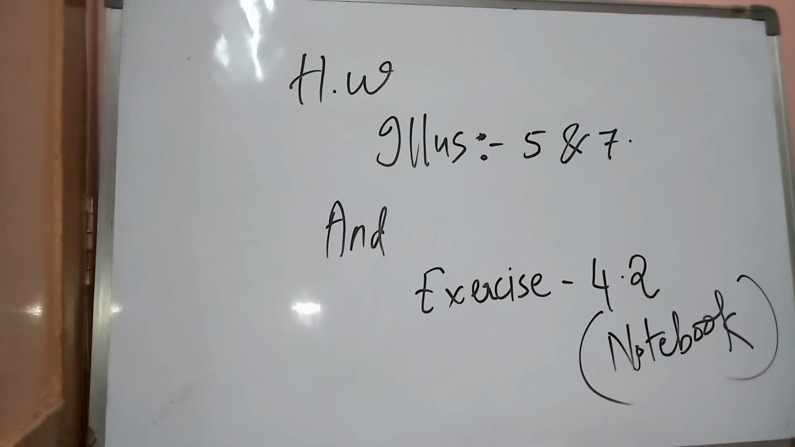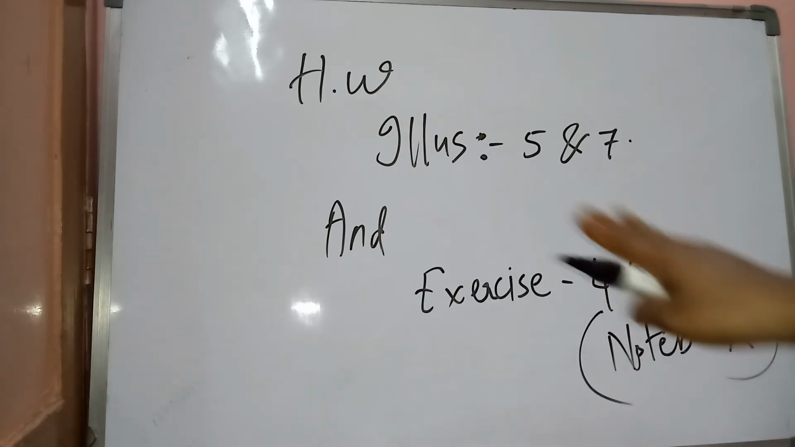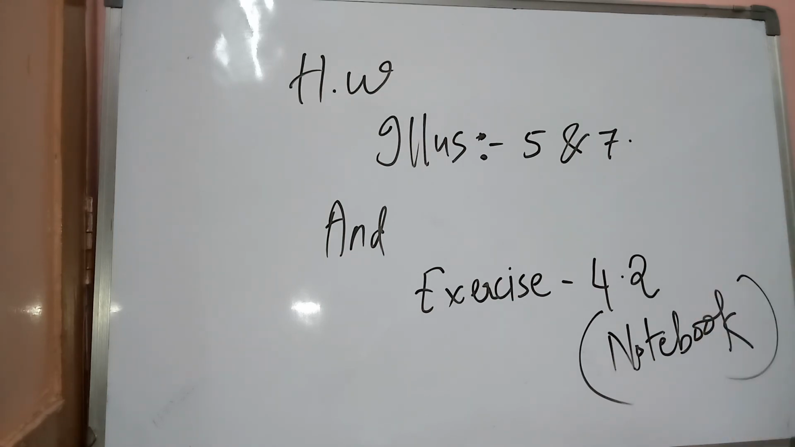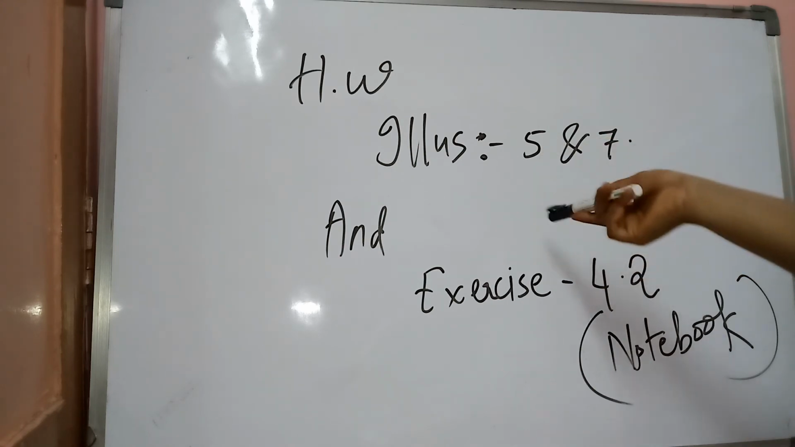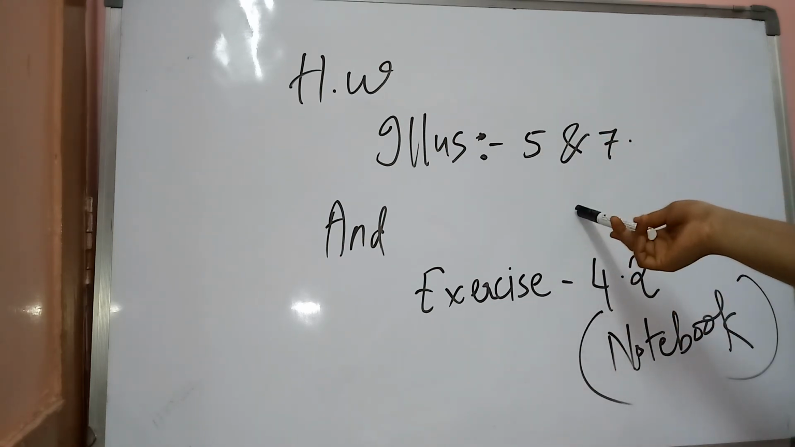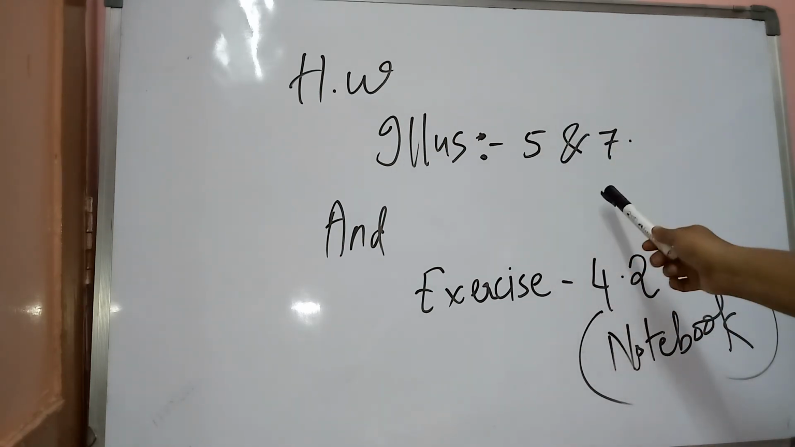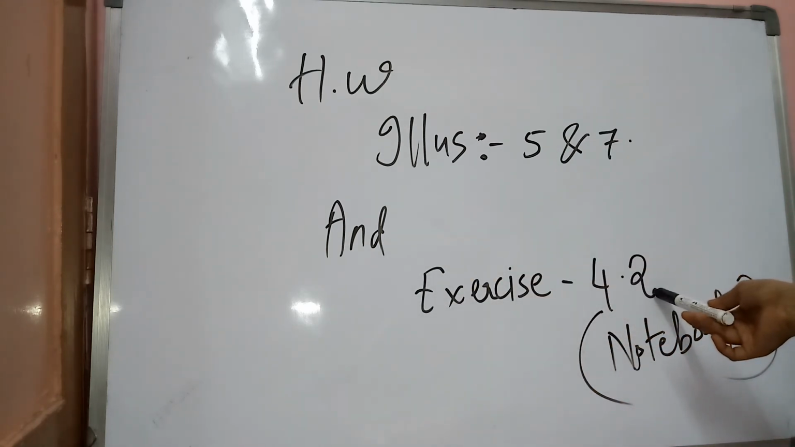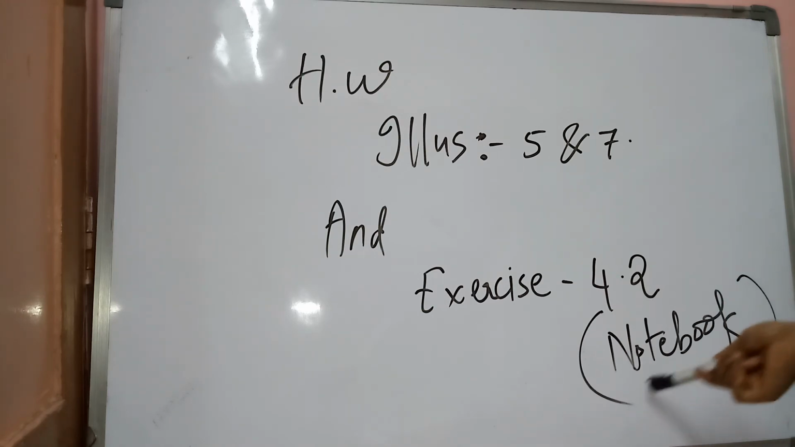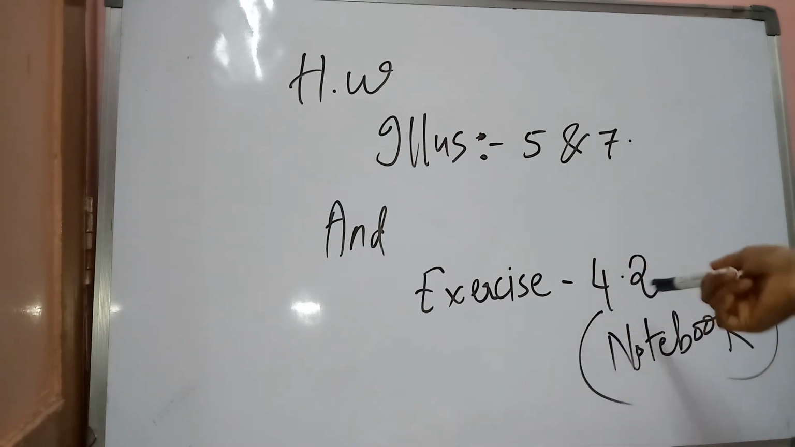Clear with this? Now students, there is homework for you. I have not done illustration number 5 for you, and illustration number 7 is also not taught to you, right? There is no difficulty in this. Just do it by yourself. It is very easy. We have already done similar ones, so nothing to worry about these two. Try it by yourself. If you are having any doubts, please ask me. And also you have to do exercise number 4.2 in your notebook, your school notebook. You have to complete your notes.